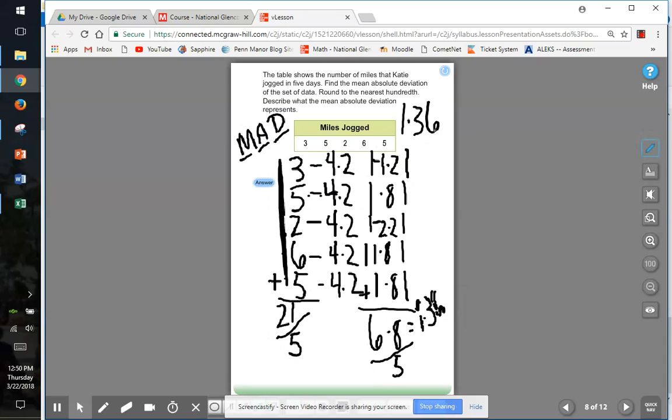What does that number tell me? It tells me that these numbers are pretty close together. The bigger that number, the further spread apart our numbers are. Ladies and gentlemen, that's how you find mean average deviation. We could abbreviate it to MAD.